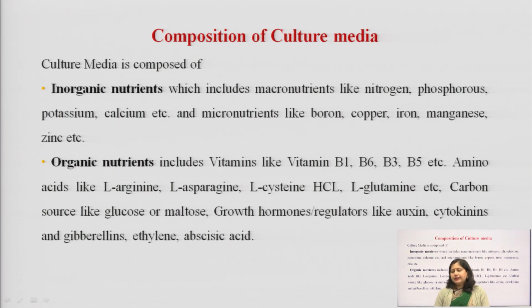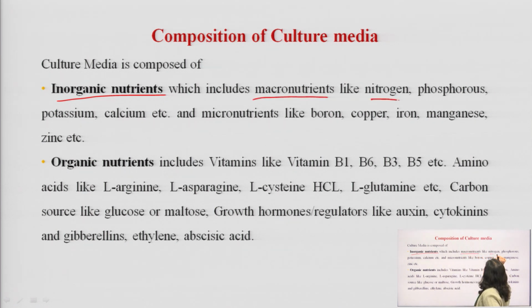Here we will be discussing one by one the composition of a culture media. First of all, it should contain the inorganic nutrients. In inorganic nutrients, first are the macronutrients like nitrogen. As I told, nitrogen is a very important part of all the enzymes, amino acids, DNA, etc. Then phosphorus. Again, phosphorus is also a very important part of the DNA.